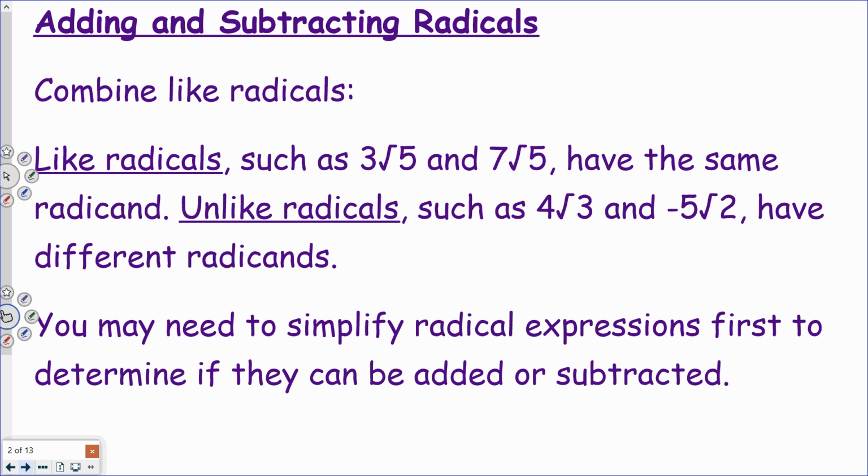Okay, but you may need to simplify your radicals first. So if you have a radical 24, there are pairs hiding in that. So those factor trees that we keep asking about, when do I do factor trees? All the time. You always try to do a factor tree.